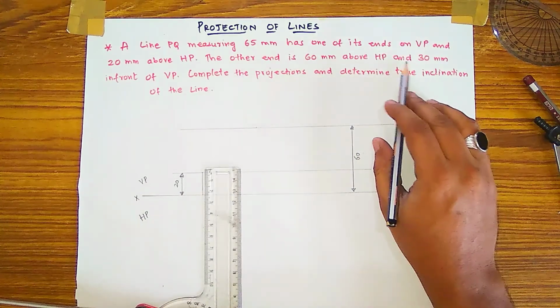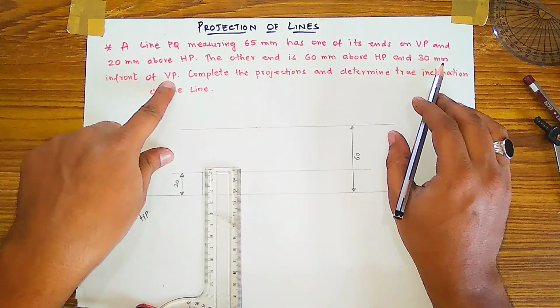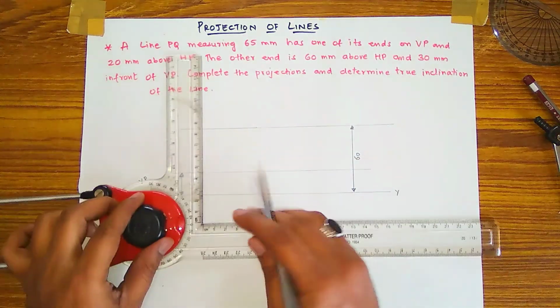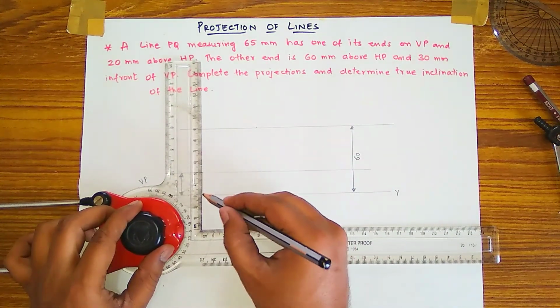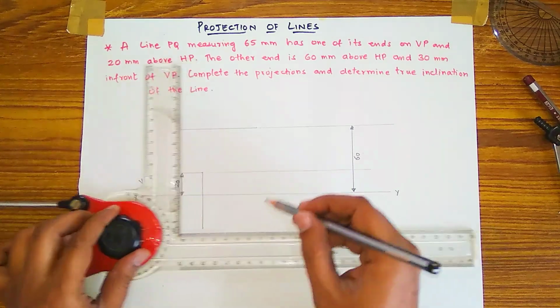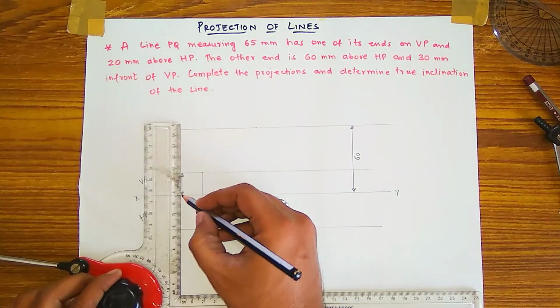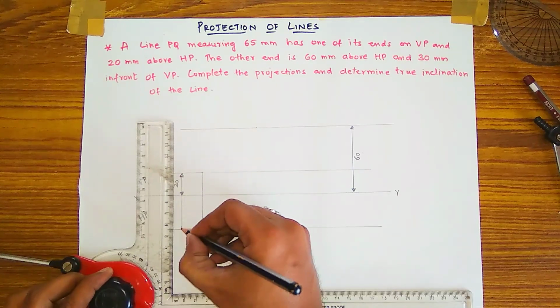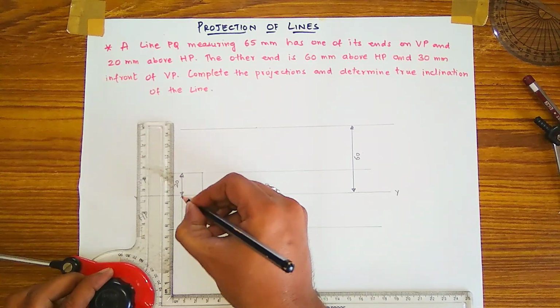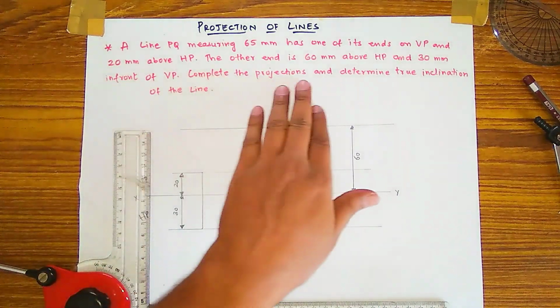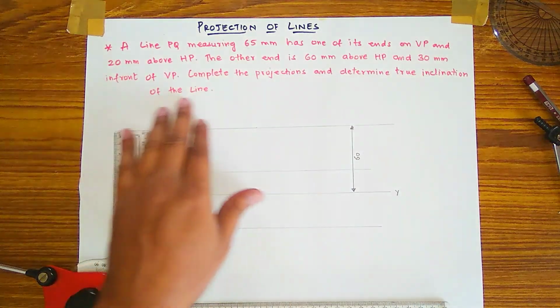And 30 mm in front of VP. 30 mm in front of VP means in front of VP, on the HP side, you have to draw 30 mm like this. Draw one more locus and show the dimension of this line, the 30 mm distance you have taken, 30 mm. Then complete the projections and determine the true inclination of the line.